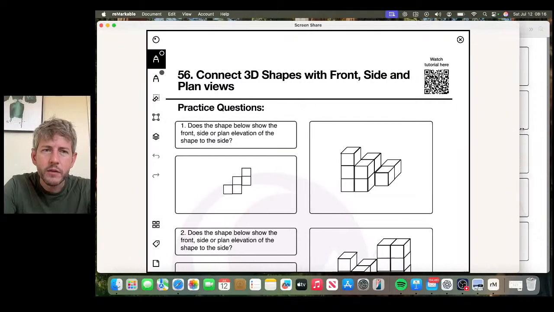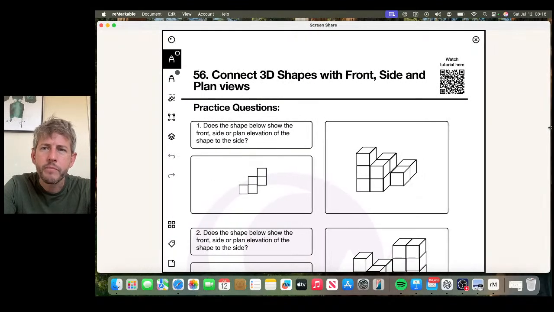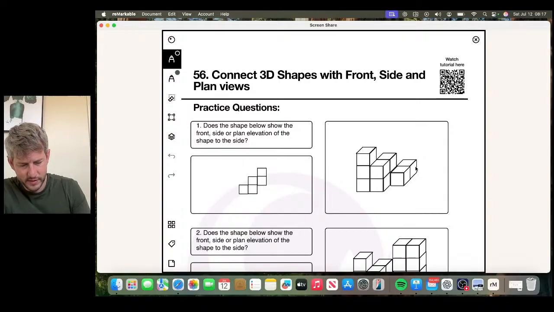Right, 56. Connect 3D shapes with front, side, and plan elevations. Plan views, okay. Does the shape below show the front, the side, or the plan elevation? So, I'm looking at, I think here, this shows the plan. I can see this shows the view from the top.